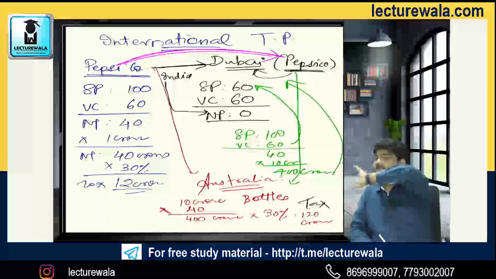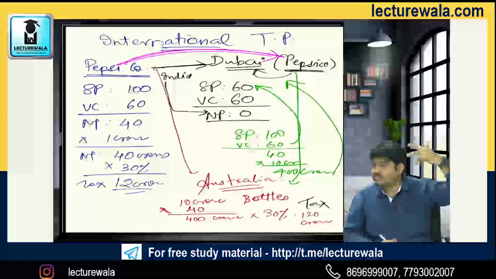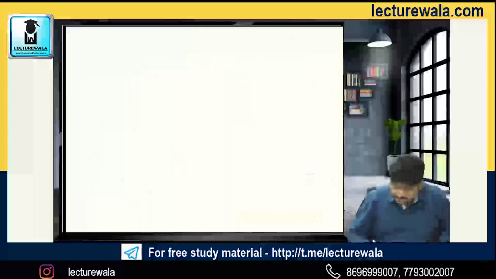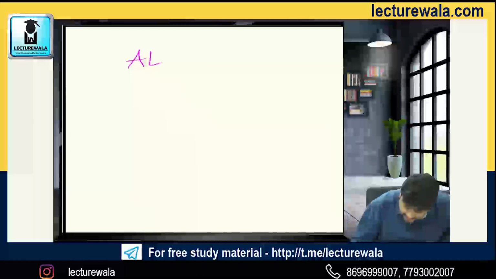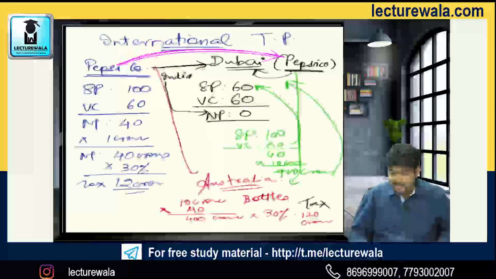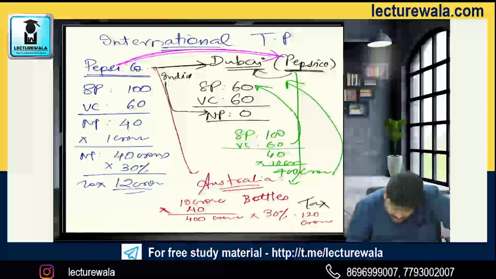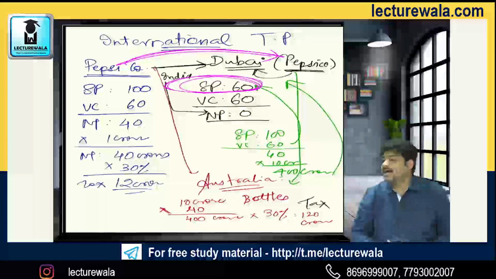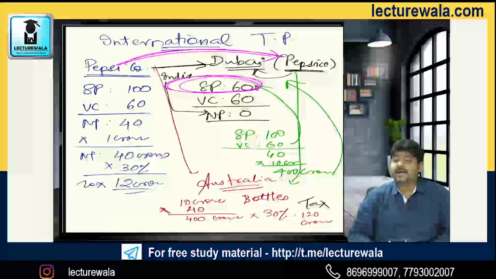Any person having more than 26% stake in another company becomes an associated enterprise, yes or no? If such a case happens, then by default that transaction will be considered to be at arm's length price. So even if PepsiCo India says, no sir, we have transferred to them at 60 only, what is the transfer price that the Indian Income Tax Department will take? 100, because that is the arm's length price or the market price.